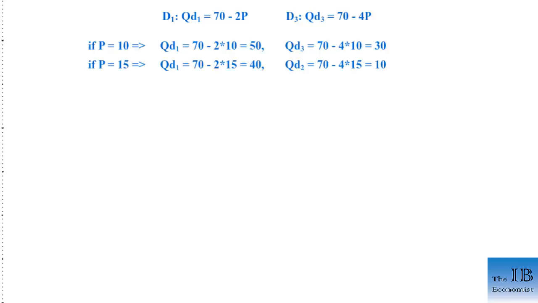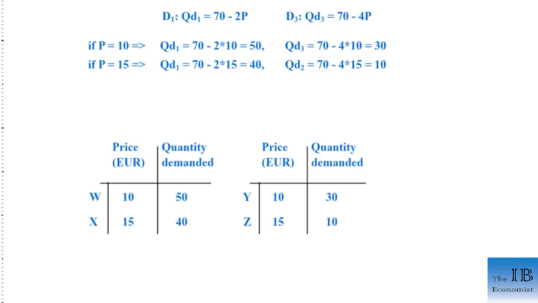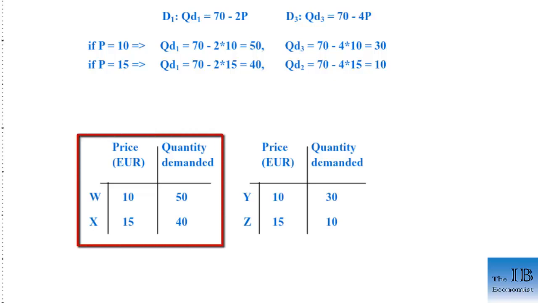So in order to draw these two demand curves, again we're going to follow the same procedures. First we are going to obtain 2 points, and we'll just select prices of 10 and 15, and we get the corresponding values for QD1 and QD3. And we can summarize this in a table. So for the first demand function, when the price is equal to 10, the quantity demand would be equal to 50.